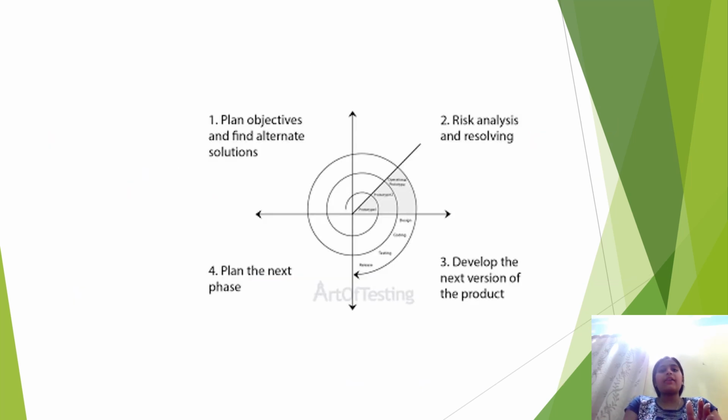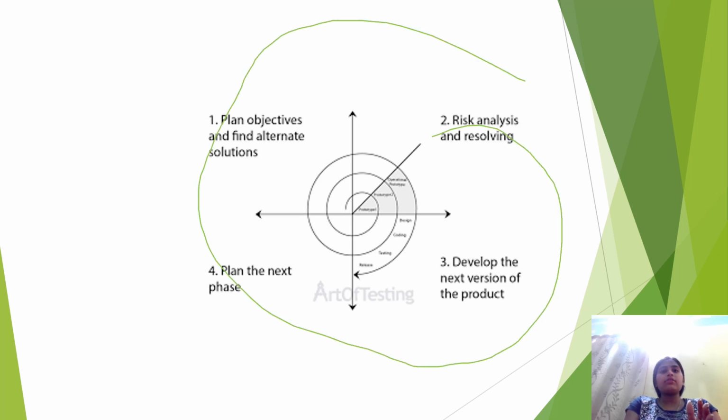This is the spiral model. Each quadrant represents: first, planning the objectives; second, risk management; third, the plan for the next phase; and development of the next version. Each spiral follows this process.